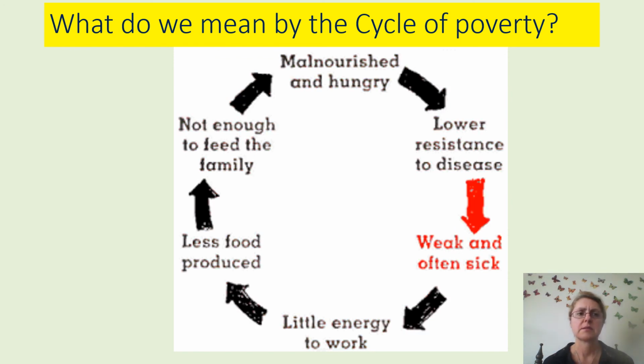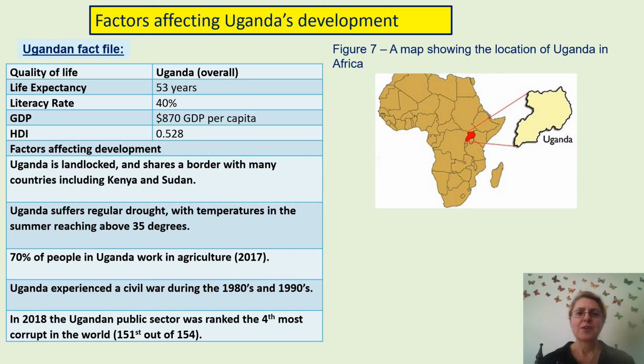Now let's focus on the human factors. The 1990 civil war in the north of the country. This means that there was a war between citizens of the same country. People can't grow food. They are very limited in what they're able to do if they are trying to survive a civil war. In 2018, the Ugandan public sector was ranked 4th most corrupt in the world.